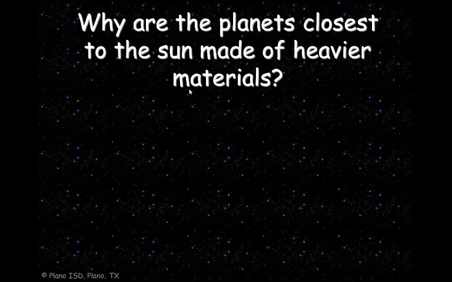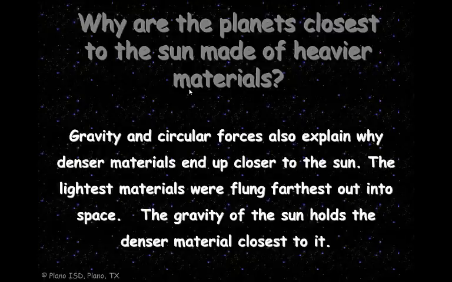Why are the planets closest to the sun made of heavier materials? Well, gravity and circular forces also explain why denser materials ended up closer to the sun. The lightest materials were flung farthest out into space. The gravity of the sun holds the denser material closest to it. It's like it's easier to throw a lightweight ball further away from you than it is to throw a heavier ball. So the sun holds the heavier stuff closer because it's harder to get the heavier stuff out there.